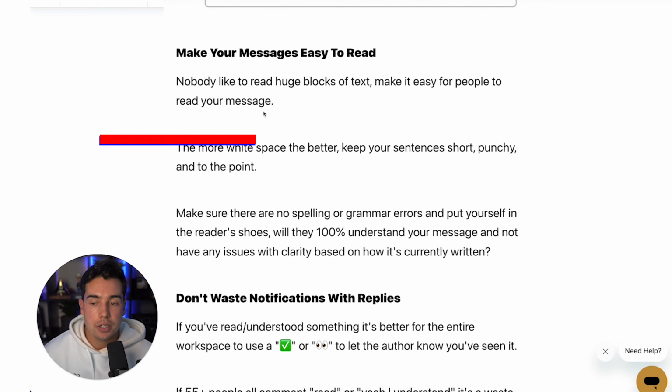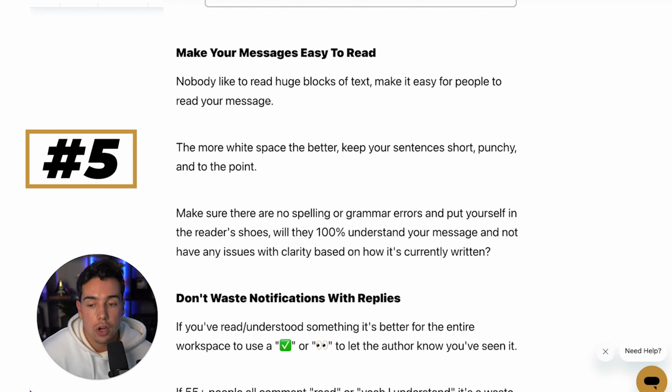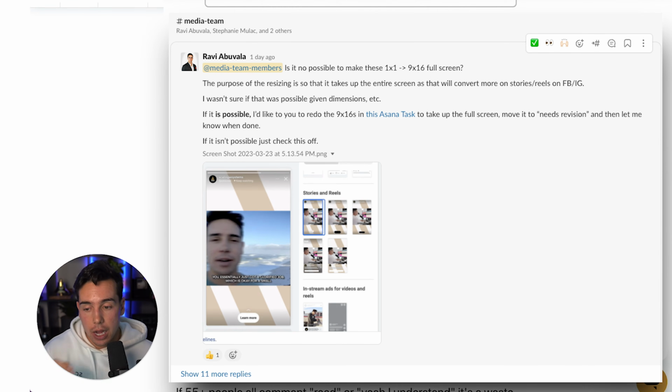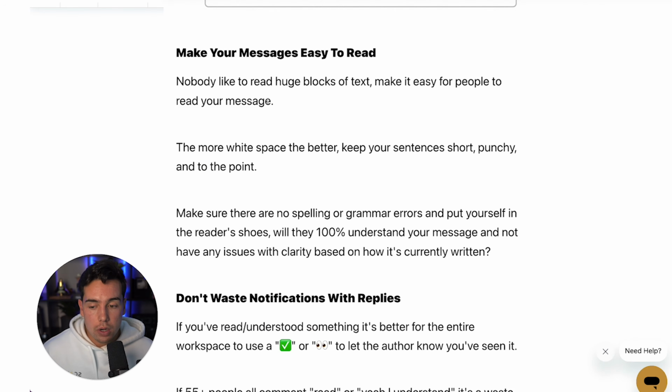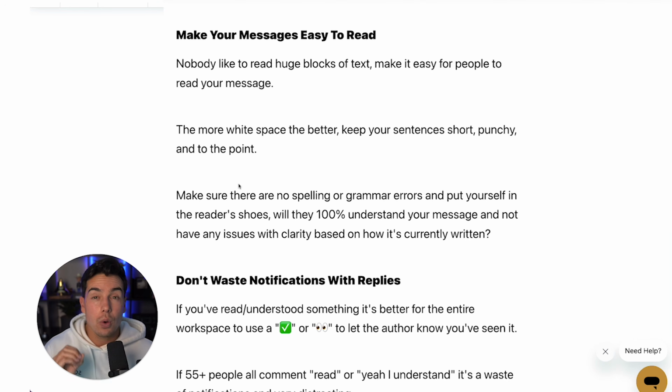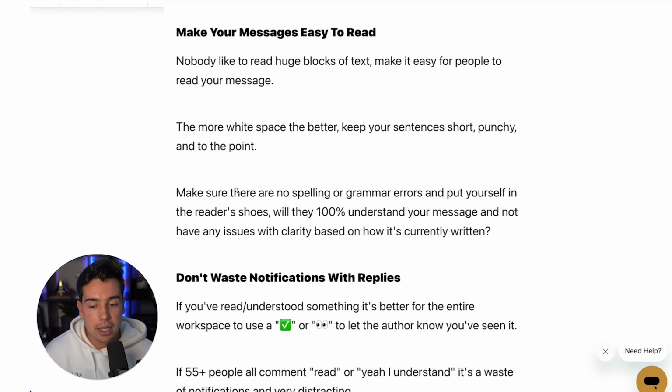And then making your messages easy to read. So nobody likes huge blocks of text. So you want to make it very easy to read your message. The more white space, this is just general copywriting in general, but the more white space, the better. Keep your sentences short, punchy, and to the point. Make sure there are no spelling or grammar errors and put yourself in the reader's shoes. Will they 100% understand your message and not have any issues with clarity based on how it's currently written?